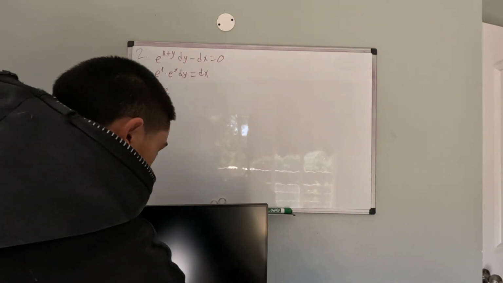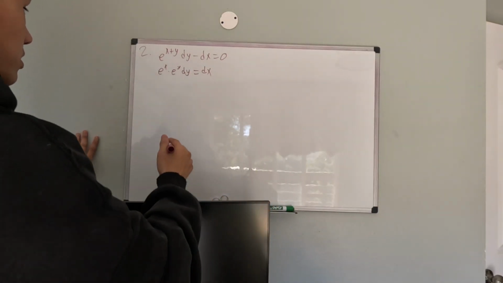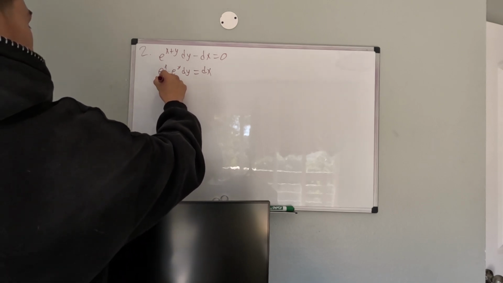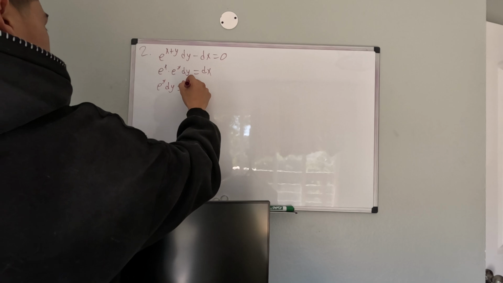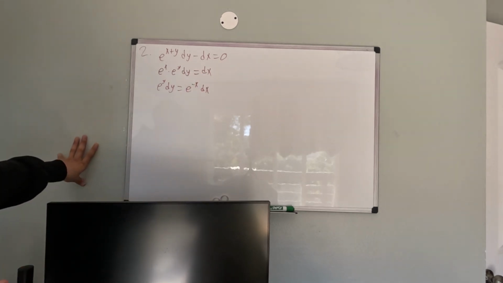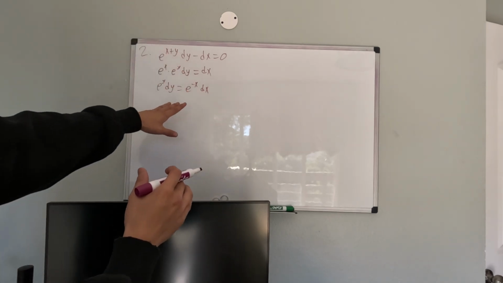What I'm actually going to do is rewrite it as e to the y dy equals e to the negative x dx. Okay? Reason why, again, not stylistic, but for the purpose of taking the integral.